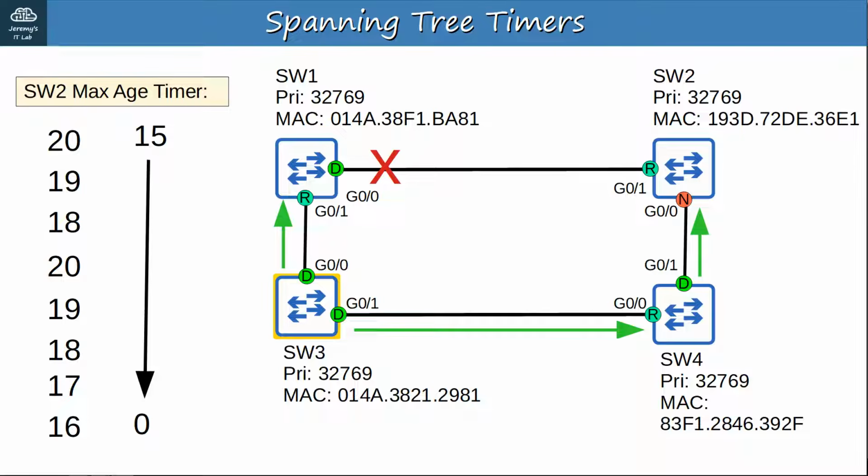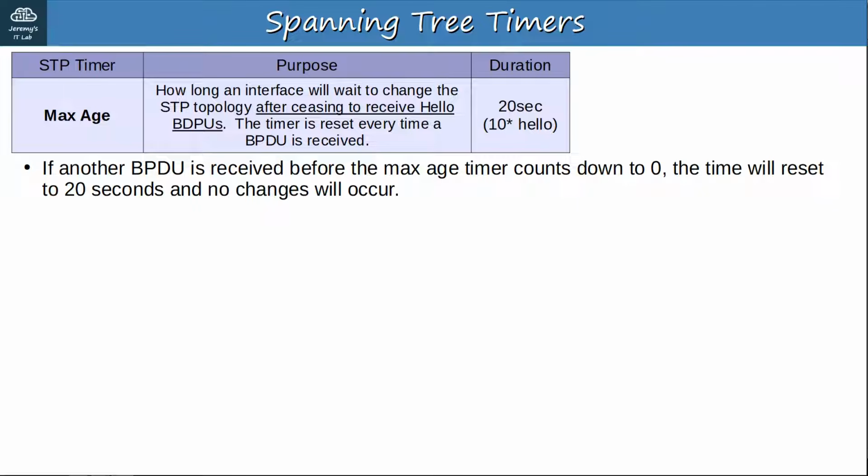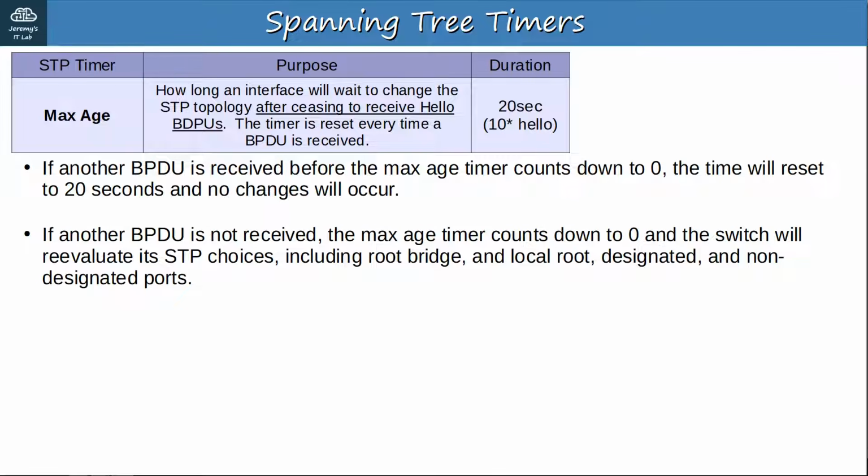What happens then? First of all, if another BPDU is received before the max age timer counts down to 0, the timer will reset to 20 seconds and no changes will occur. However, if another BPDU is not received, the max age timer counts down to 0, and the switch will reevaluate its STP choices, including root bridge and local root, designated and non-designated ports.